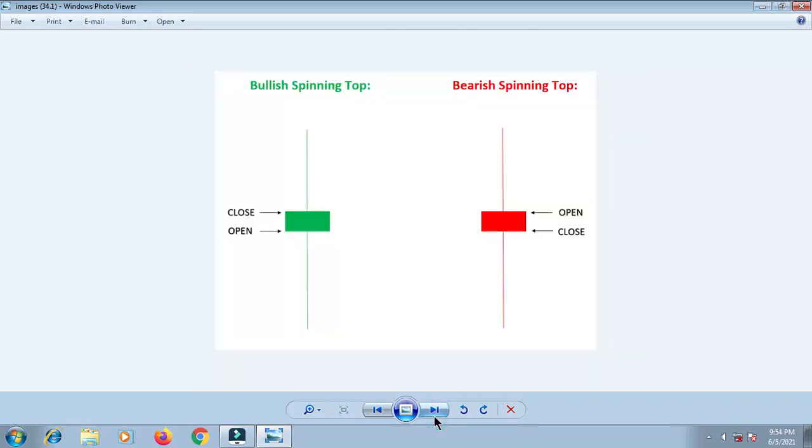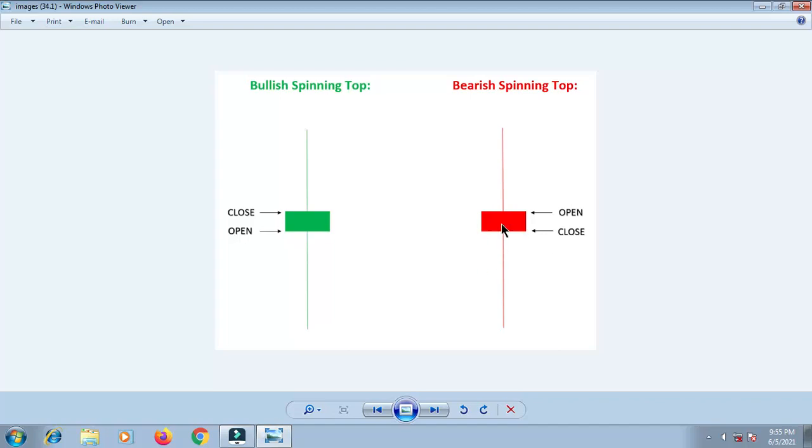Next are the spinning tops. Spinning tops are exactly similar to the doji pattern, the only difference is the body. In the doji, the body was very narrow, a very small range, and the opening and closing values were almost the same. But here the body is a little bit wider, and the wicks, the shadows, are also a little bit longer compared to the doji. If the doji was a small plus sign, this spinning top is a slightly bigger plus sign, meaning it indicates bigger indecisiveness in the market.